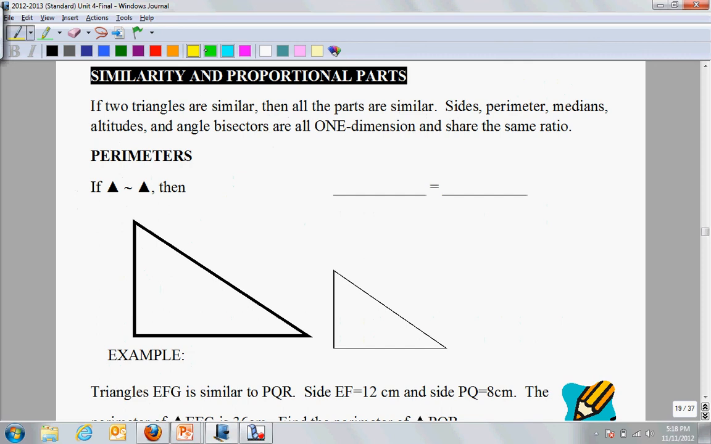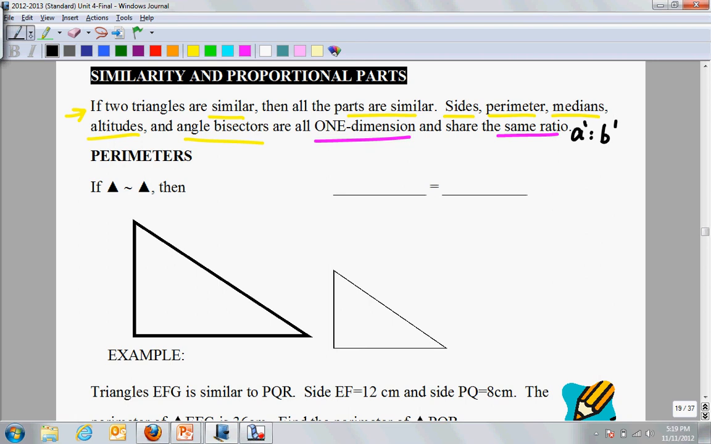So, knowing this, this is really important. If two triangles are similar, then all their parts are similar. Sides, perimeter, medians, altitudes, angle bisectors. All of these are only one dimension, therefore they share the same ratio, which is A to B to the first dimension. Let me give you an example.